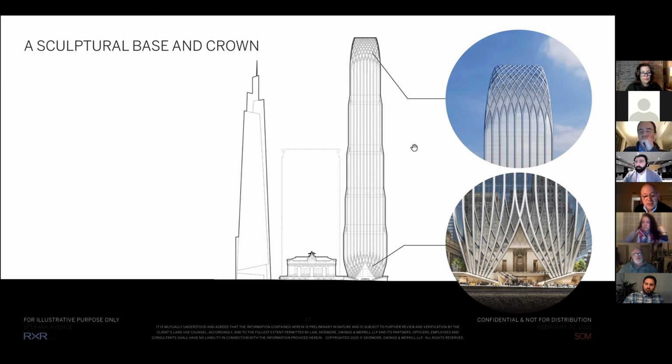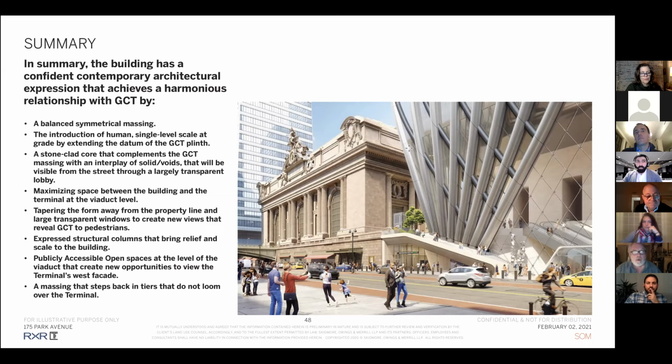Thank you, TJ. I'm going to summarize everything that we've discussed on Lot 30 because I know that it's a lot to digest before we move on to the Lot 1 improvements. So the building has a confident, contemporary architectural expression. It's of its time, but it achieves the harmonious relationship with this balanced, symmetrical massing. It's not hovering over the terminal. We're introducing a human single level plinth that aligns with the plinth of the terminal. We've got a stone clad core that again complements the Grand Central Terminal massing itself with this interplay of solids and voids, a compatible stone, and it'll be visible through this largely transparent lobby you see on the right.